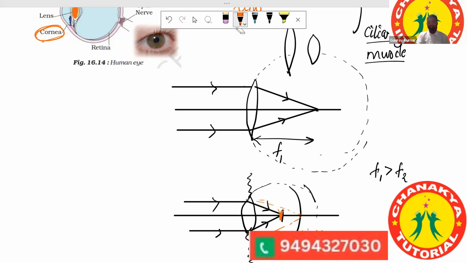Whereas in this case, the muscles have stretched. So due to stretching of these muscles, they have expanded this lens. This lens is flexible, due to the ciliary muscle. But the light that is refracted from the lens, it's not reaching the retina, right, sir?